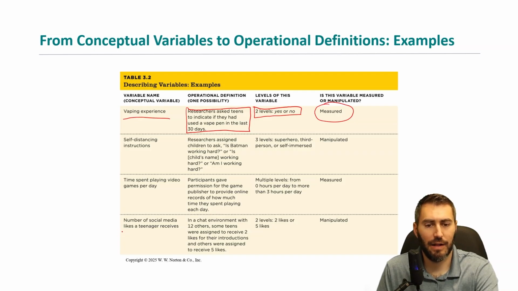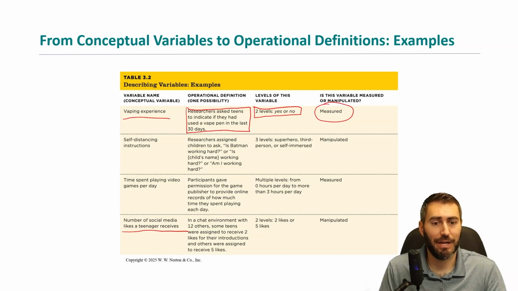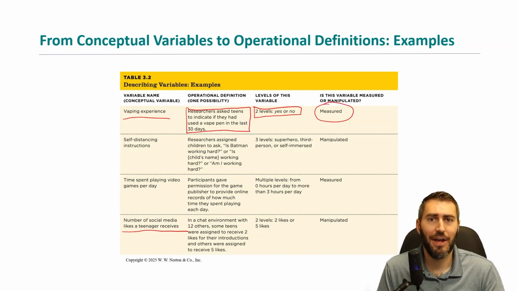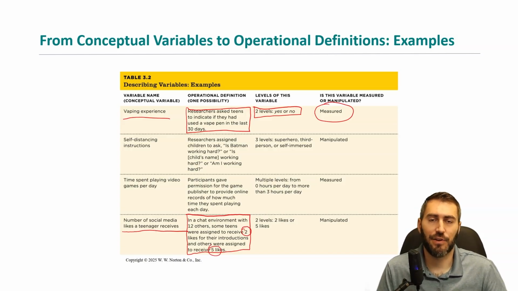Let's say down here, like the number of social media likes a teenager receives. So we could decide how we want to measure this. We could either measure or manipulate this. But let's say we wanted to manipulate it. We wanted to have a little bit more control, a little bit more context on what we're actually looking at here. So maybe we bring in a group of teens, or we have some controlled group of participants, and we assign them in, say, a chat room. Some teens are assigned to a group where they receive 2 likes on their posts, and a different group receives 5 likes on their posts. And these 2 different groups we then compare.